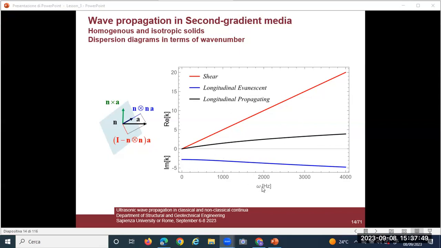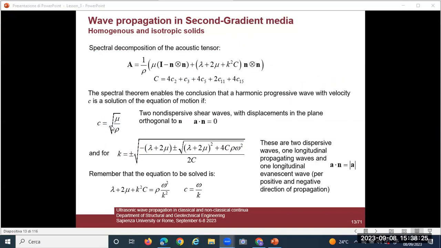And here I have reported the wave number, real part and imaginary part, as a function of frequency. So you see shear waves are represented by this red line. This is a constant. It means what? If you take the ratio between omega and k, you obtain the velocity, and this is a constant value. In fact, this is the velocity of shear waves.